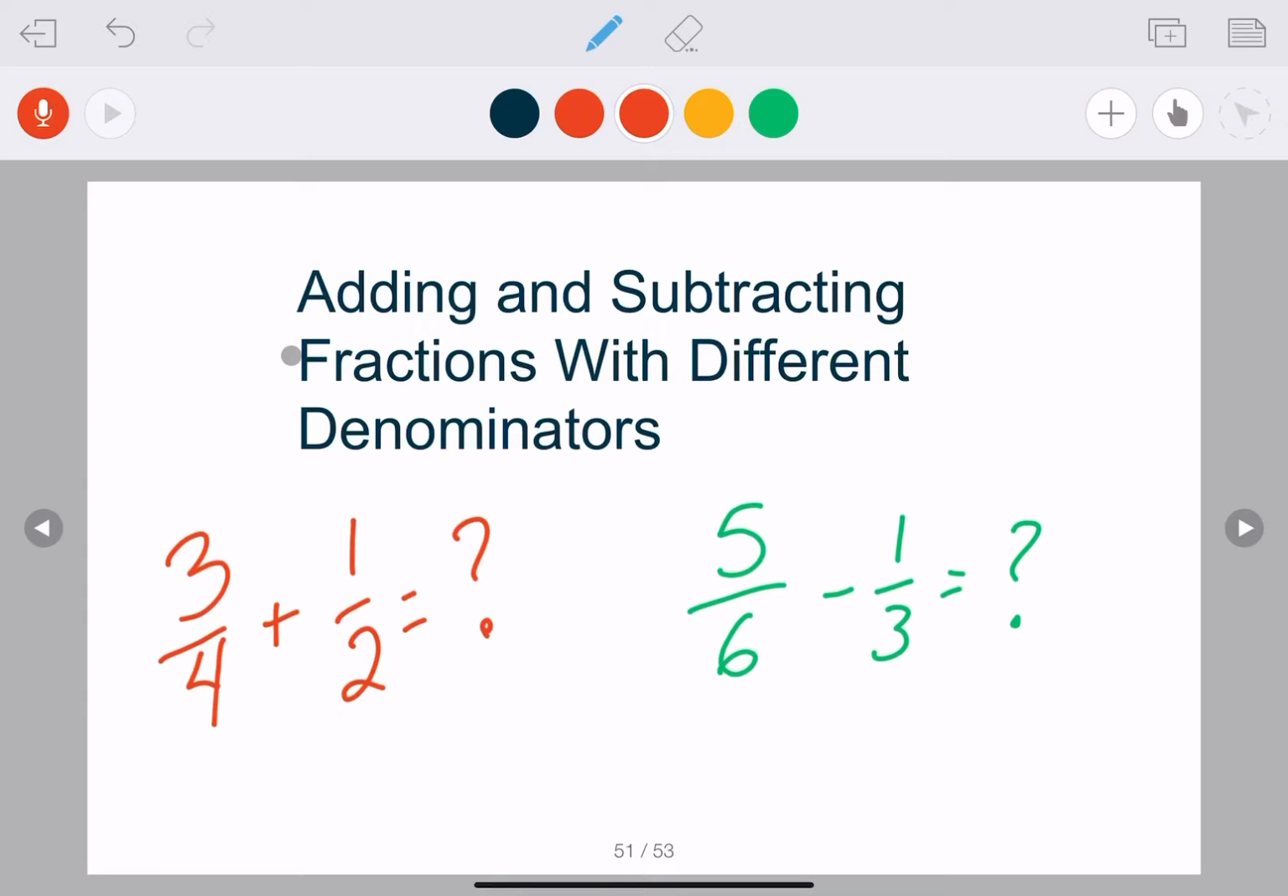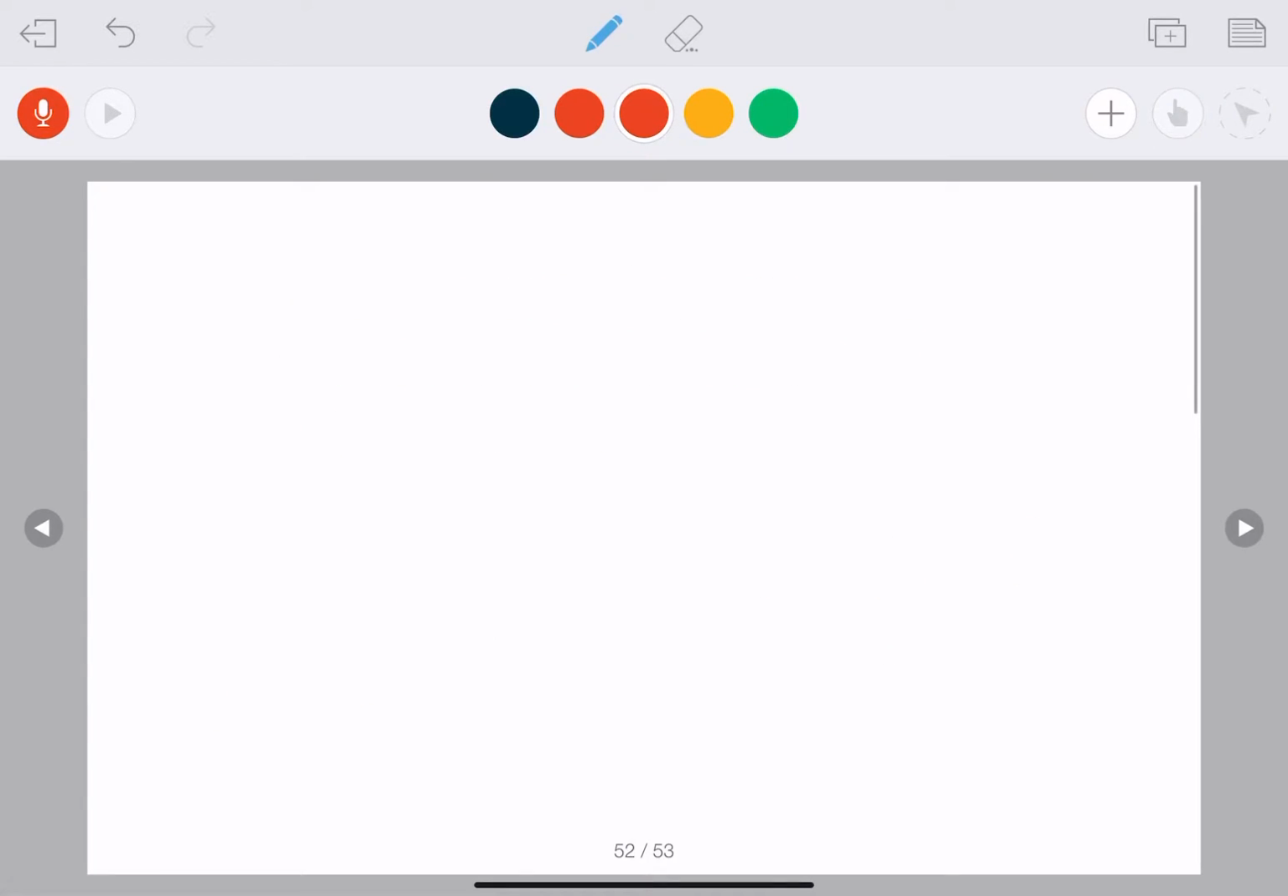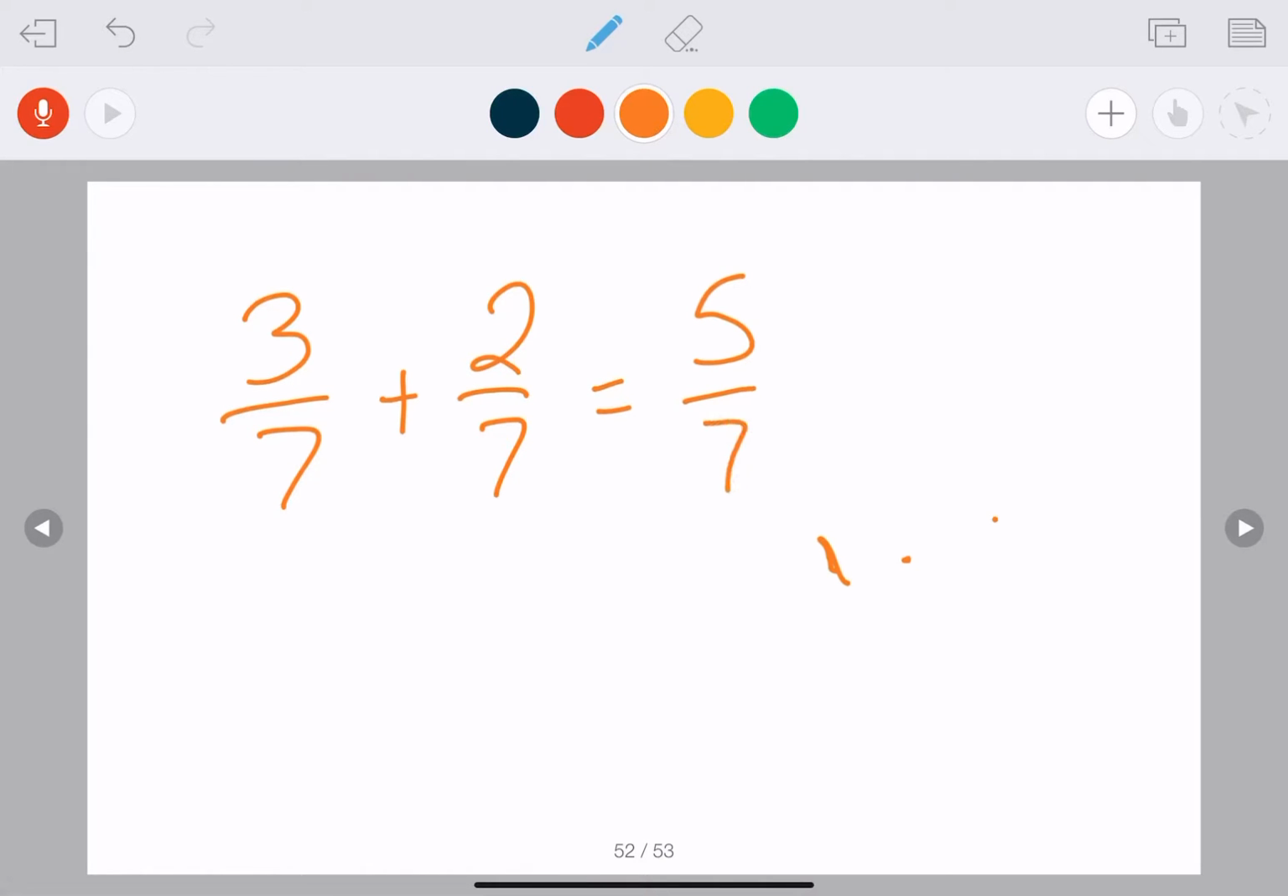So yesterday you looked at examples that had the same denominator. So for example, something like this: 3 over 7 plus 2 over 7. If you have 3 sevenths and you add 2 sevenths, well, if you have 3 of anything and you add 2 of it, you're going to have 5, and the bottom stays the same. Because they're both sevenths, the bottom is also going to be a 7.